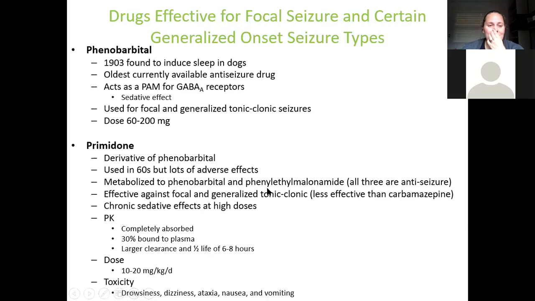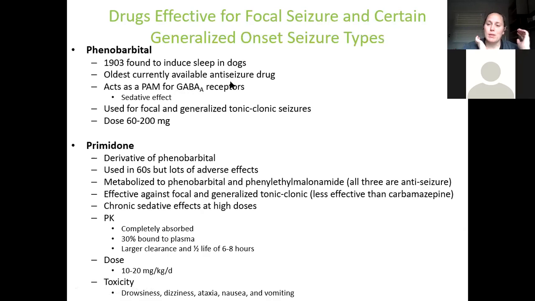Okay, so phenobarbital we have discussed before. I just like to put up some fun facts about this one. In 1903, it was found to induce sleep in dogs, which is how it was originally discovered. I didn't know that. It's the oldest currently available anti-seizure drug, so this is historically what had been prescribed. It acts as a positive allosteric modulator for the GABA A receptor.